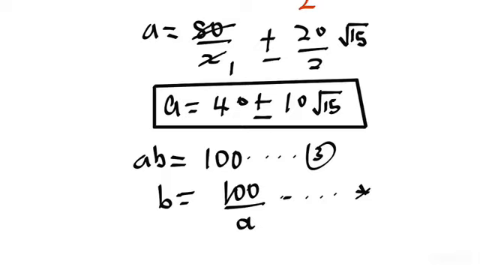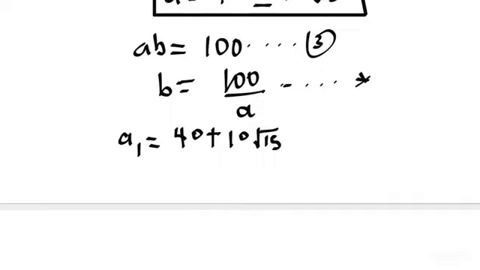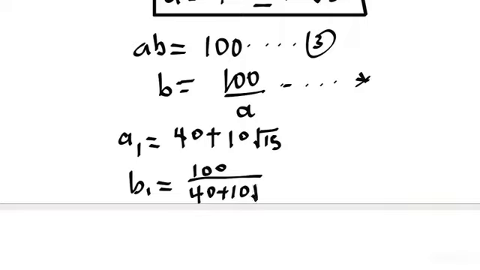So now we're going to have what? When A equals to what? When A equals to 40 plus or minus 10 root what? Root 15. So we're going to look at when A, for A1. So what are you going to find? So finding B1. So B1 is going to be 100 divided by 40 plus 10 root 15.